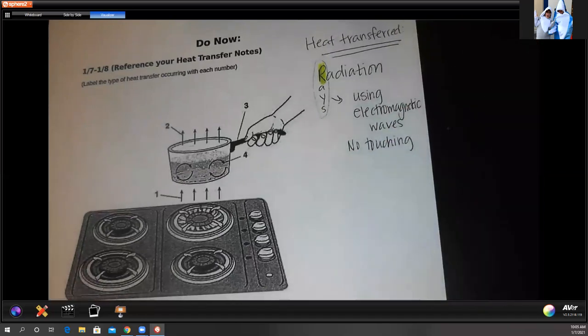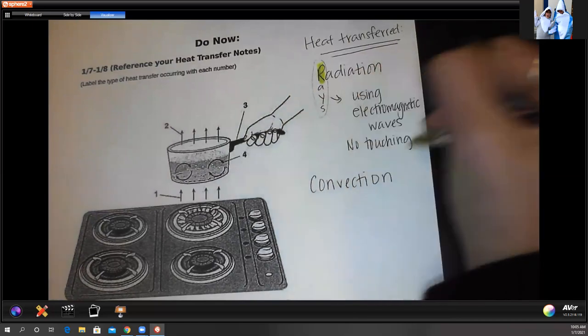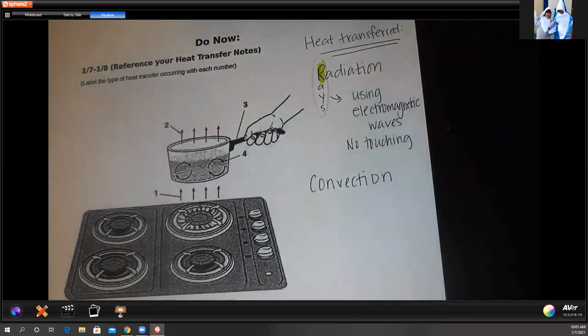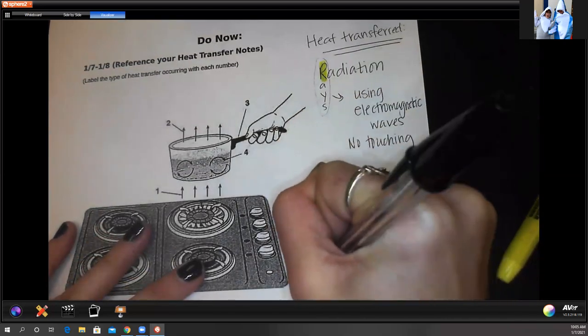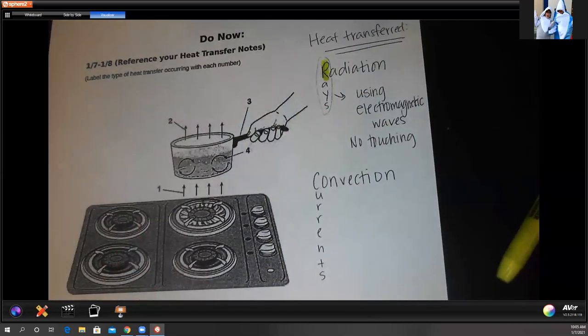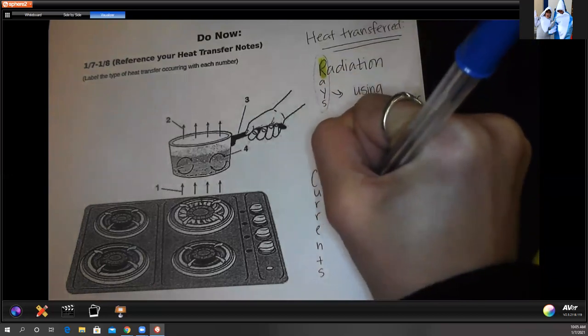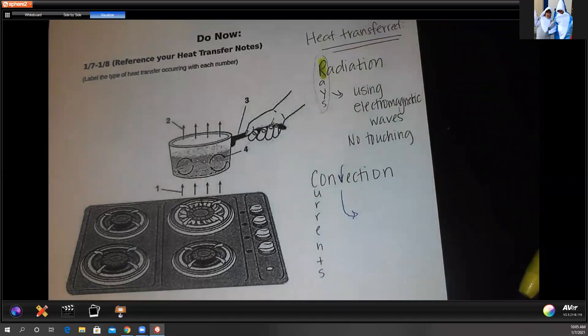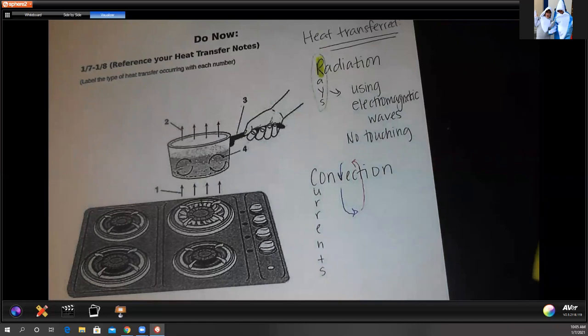What's another example? Somebody new, Mazzy. Convection. And what does that C in convection stand for, Ayana? Currents, very good. And if you guys remember, I did this last time. It may seem like forever ago. But when we talk about currents, we're talking about cool air sinking, right? So remember I made the V an arrow, and hot air rising. This is why it's normally warmer upstairs.